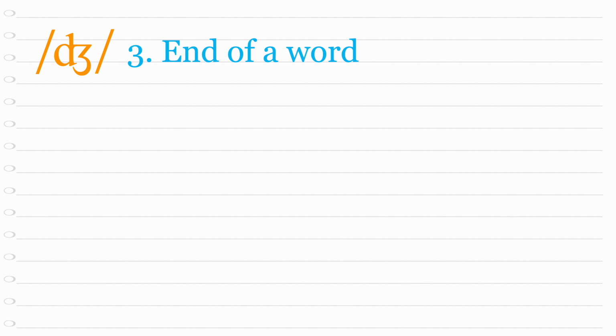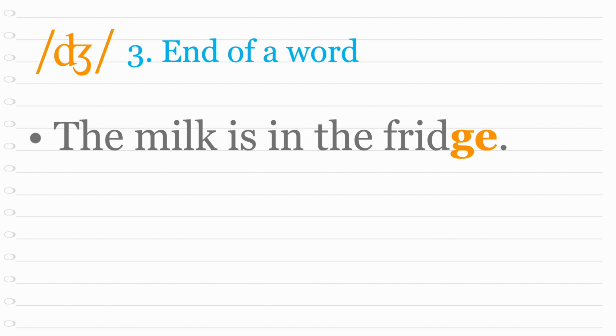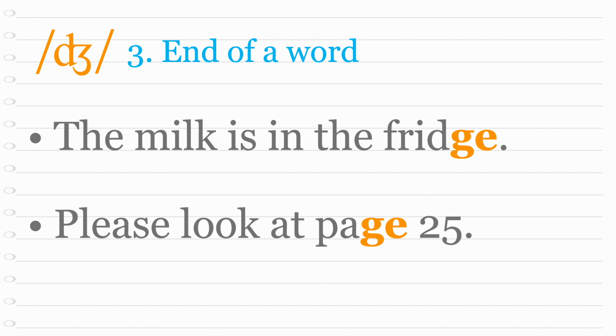And finally, let's look at the sound j at the end of a word. The milk is in the fridge. Fridge. Please repeat. The milk is in the fridge. Next. Please look at page 25. Page. Please repeat. Please look at page 25.